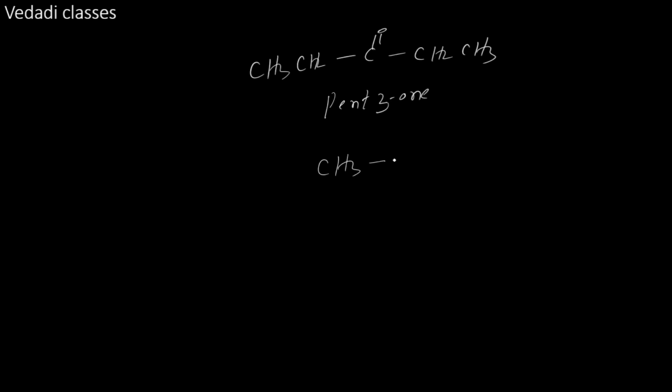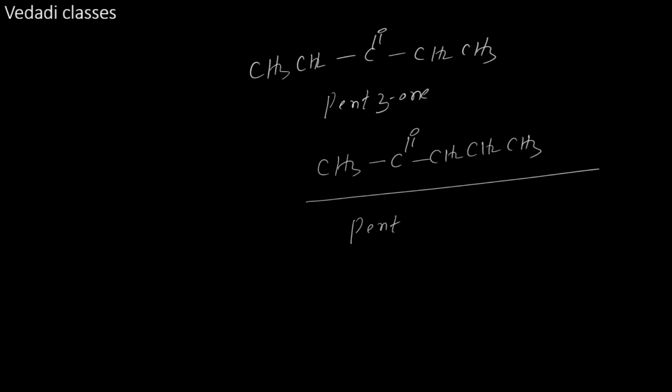Now you can write it just like CH3, C double bond O, 2, 3, 4 and 5. So now in this case, this is again pentan-2-one. In this case, the number of carbons of the alkyl group is 2 and 2. In this case it is 1 and 3. Now we can also give the example of ester.